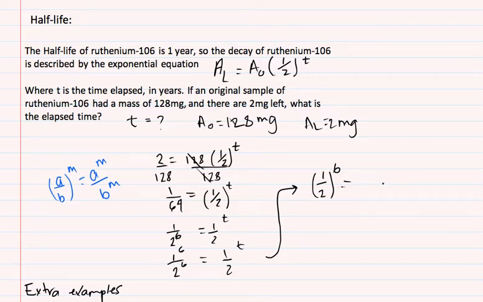1/2 to the power of 6 is equal to 1/2 to the power of t. Now we have the same base, which means that we can equate the exponents. 6 is equal to t. So in 6 years, if you had 128 milligrams of ruthenium-106, you will have 2 milligrams left.